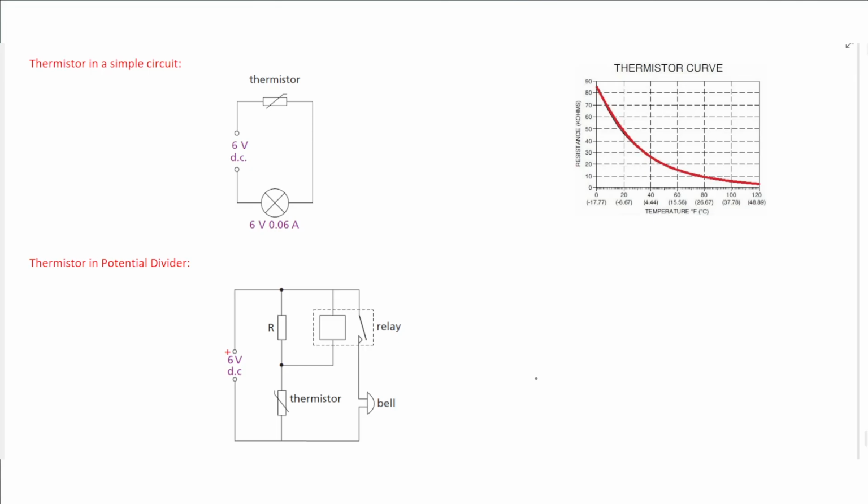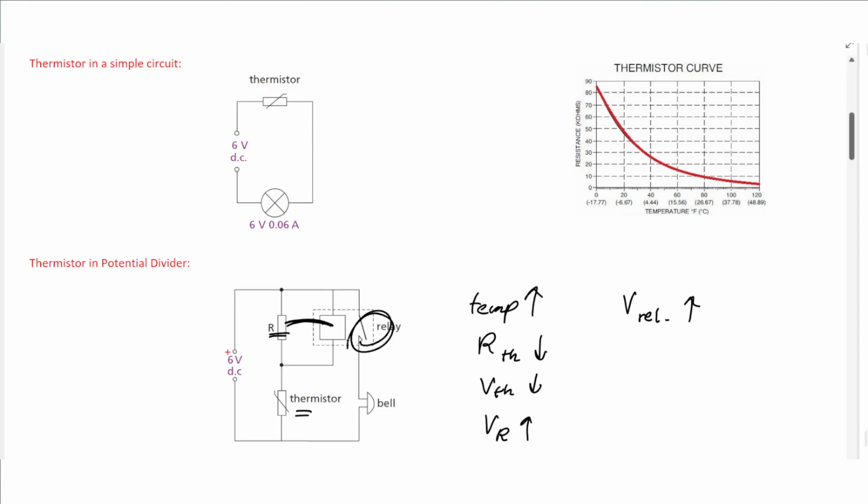But if you use these in potential divider circuits and use a relay or something connected in parallel with part of the circuit, for example, in this diagram, we have a thermistor in series with a fixed resistor. If the temperature around the circuit increases, the resistance of the thermistor decreases, so the voltage on the thermistor decreases. But the voltage across the resistor increases. In a potential divider, if one voltage across a component increases, the other decreases, and vice versa. The relay is connected in parallel with the resistance. So the voltage across the relay increases and the switch is closed. So this works. This is a symbol of an electric bell.